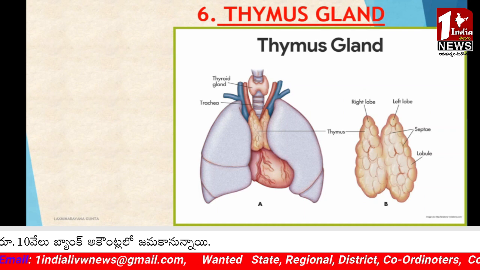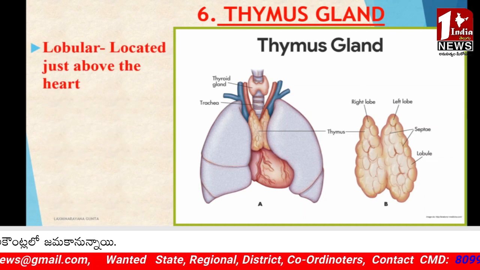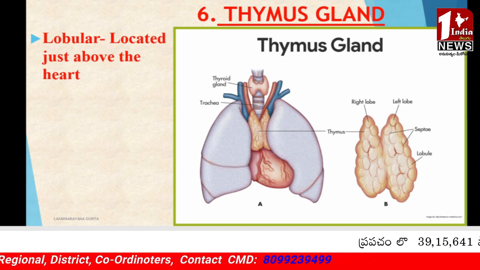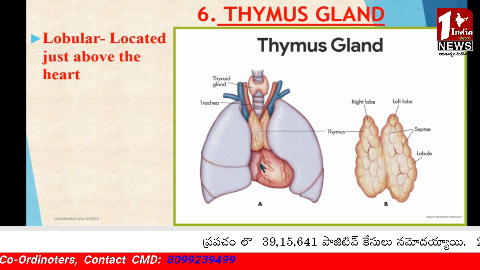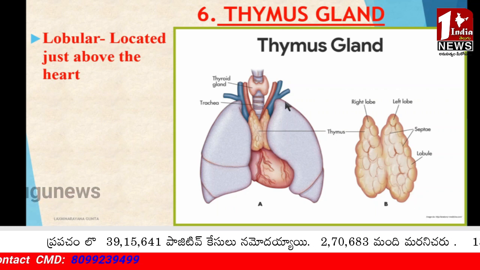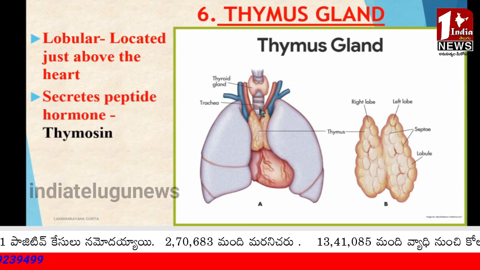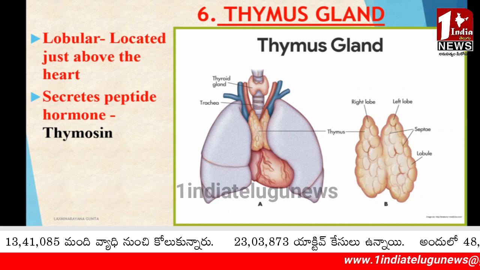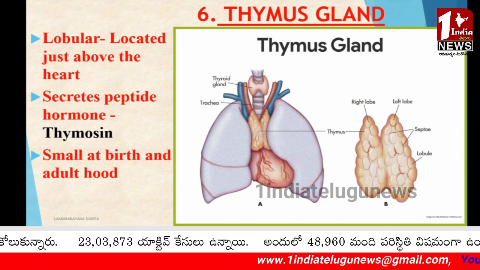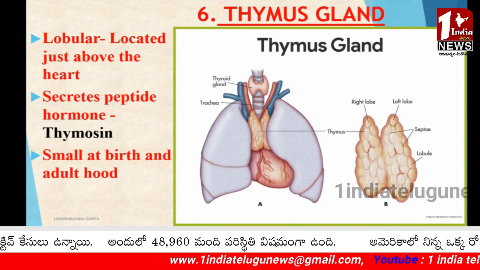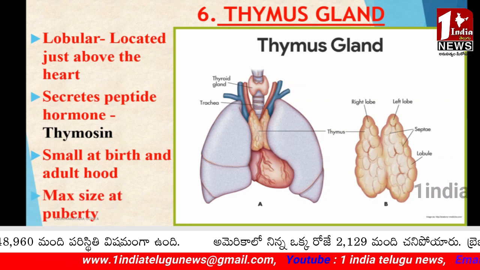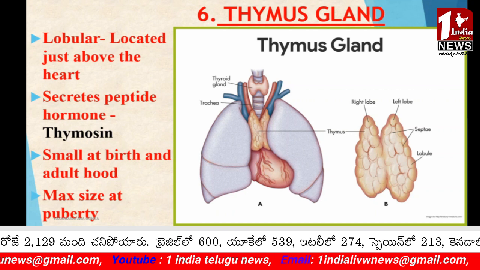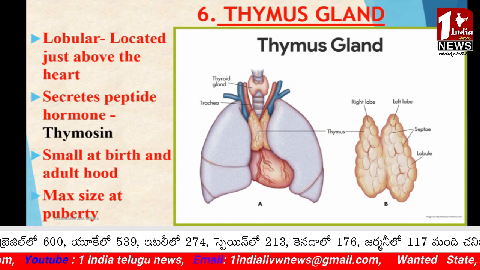Coming to the next gland, the thymus gland. The thymus gland is a lobular structure located just above the heart. Here you can observe the thymus gland. It secretes a peptide hormone called thymosin. This thymus gland is very small at birth, attains its maximum size at puberty, and at old age it becomes degenerated.